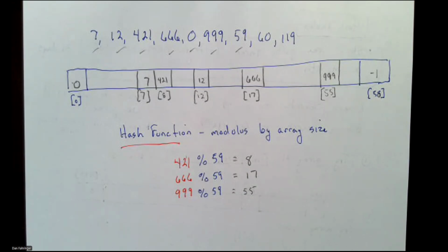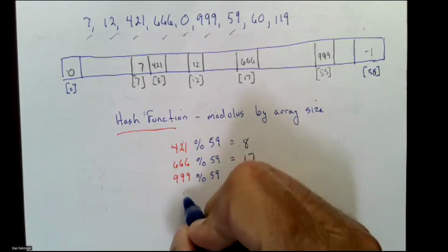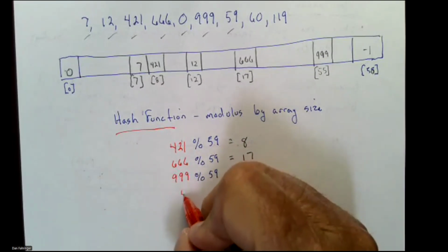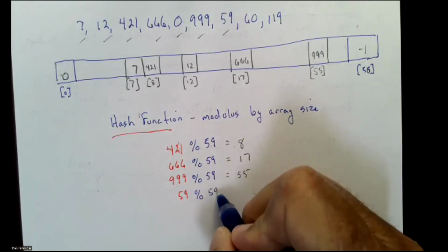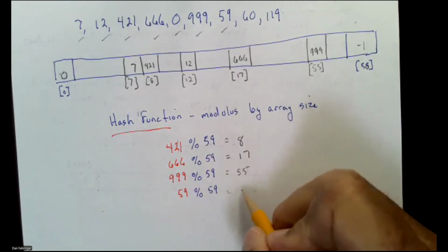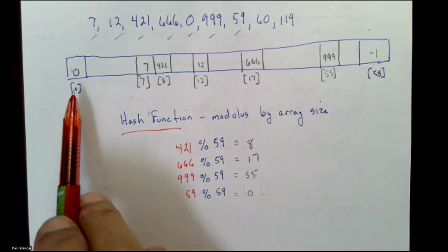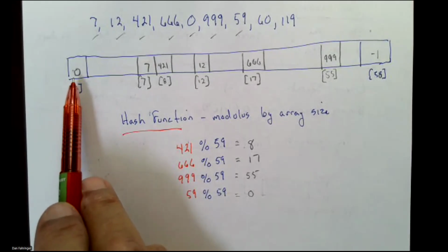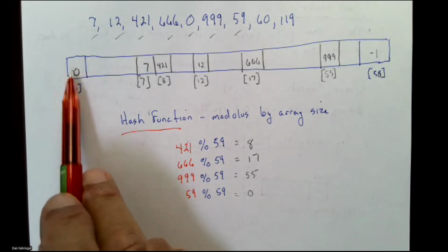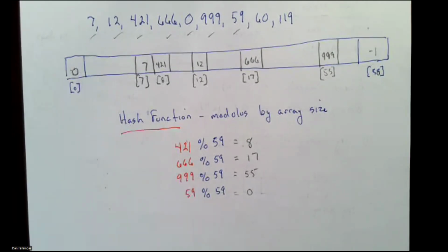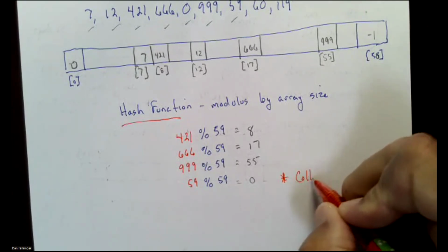Element 58, or no, wait, if I do 59 mod 59, that gives me what number? I believe that gives me a 0, doesn't it? And when I come over here, there's something there. How do I know there's something there? Because it's not -1. So now I have this guy caused a collision.